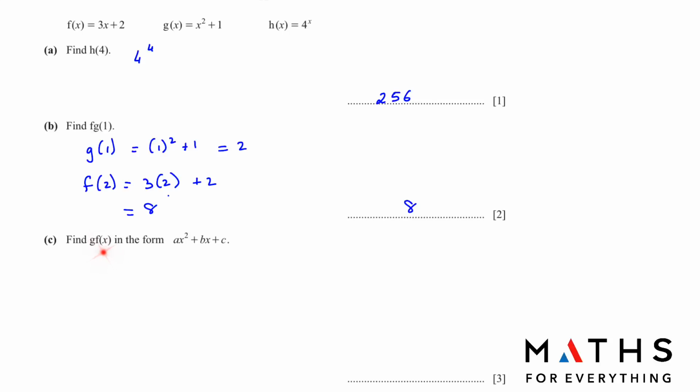Next, g f of x in the form ax squared plus bx plus c. Because there is no number, we cannot apply the method we used above. If there is no number and there is x, we go from the outside function to inside. So write down your g of x. G of x is x squared plus 1. Now in place of x, replace it with the function f. And there's a square out, so we expand the bracket.